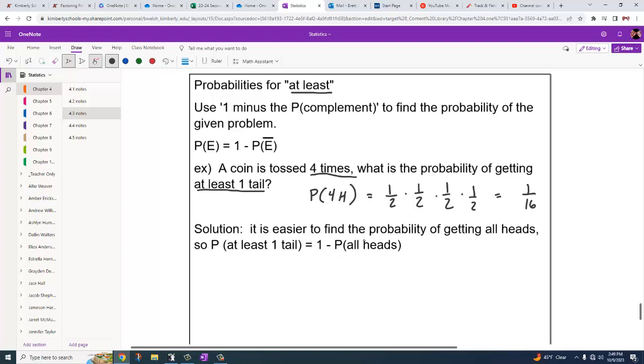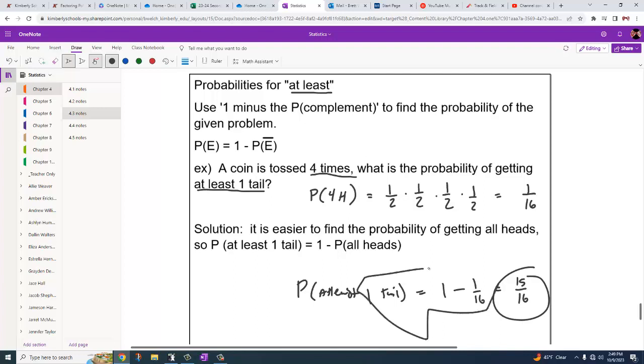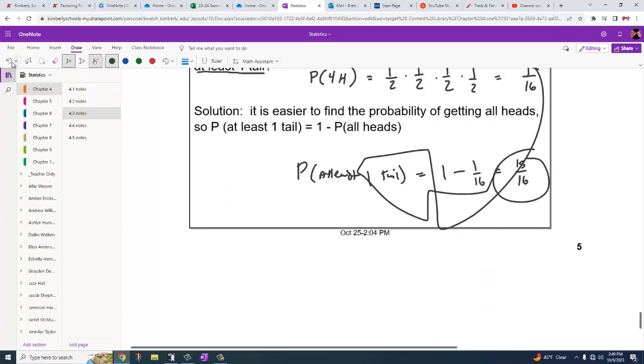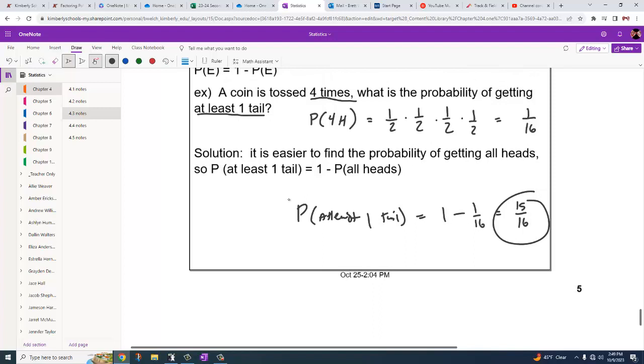Well, if this is the probability that has no tails, then getting at least 1 tail would be the complement, or the opposite of this. So the probability of at least 1 tail is equal to 1 minus 1/16, or 15/16. And so that's how we can use the complement to help us with things like doing an "at least" problem.